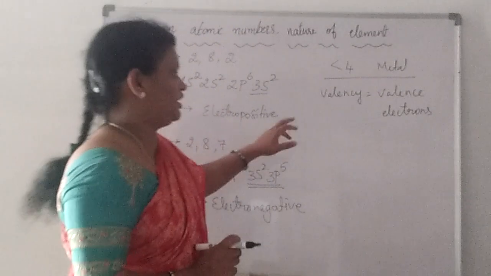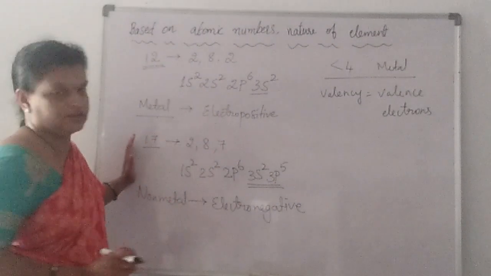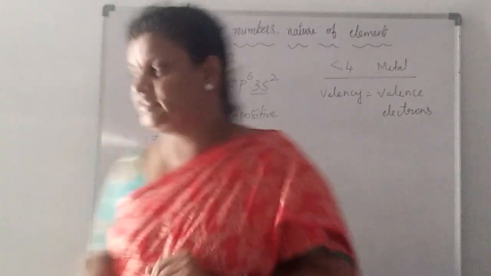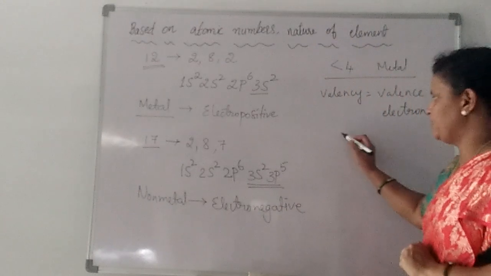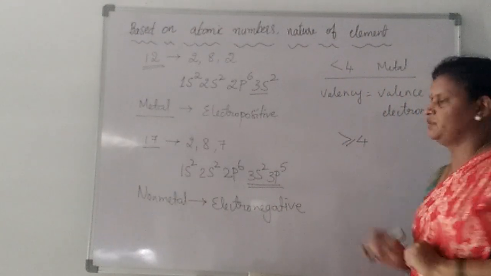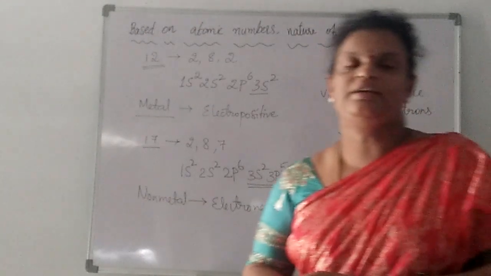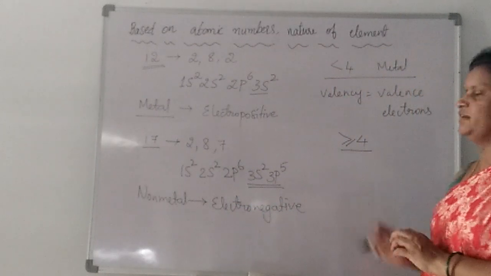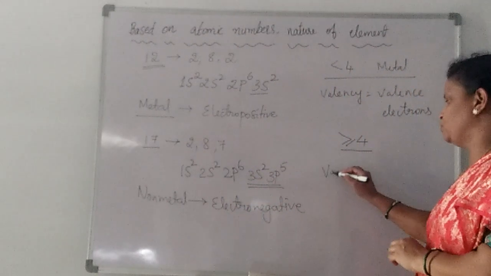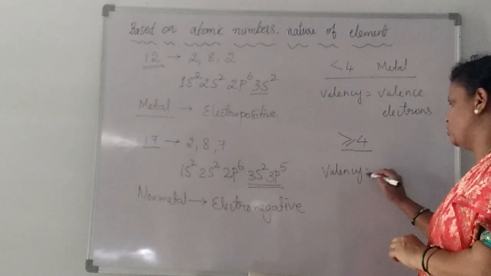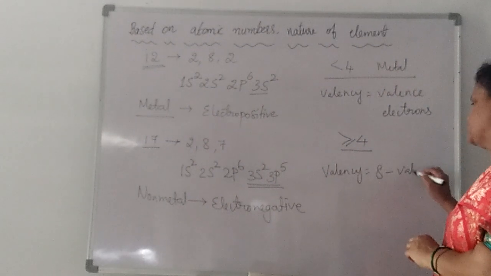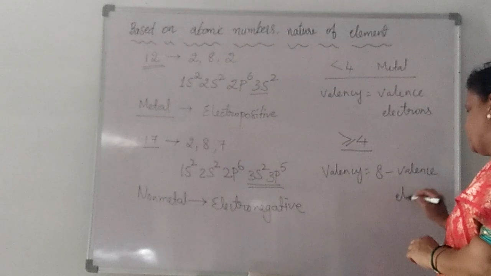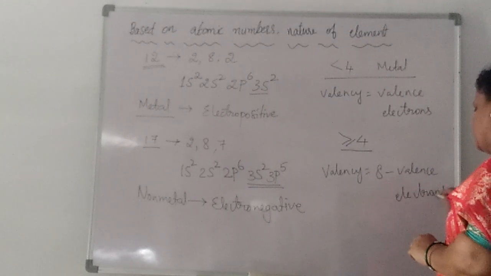Now, here we have some other element like this also. Whenever we have this type of element, where the number of valence electrons is greater than or equal to 4, then what will we write here? Valency is equal to 8 minus valence electrons.